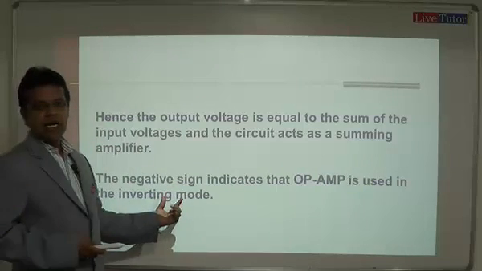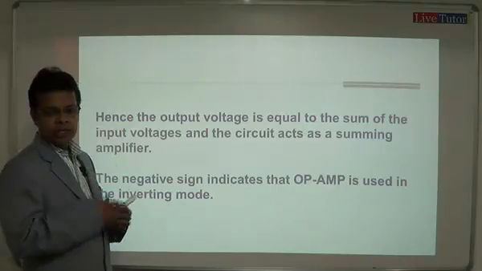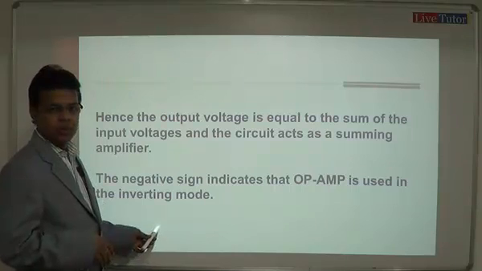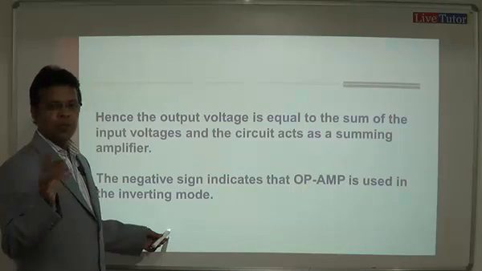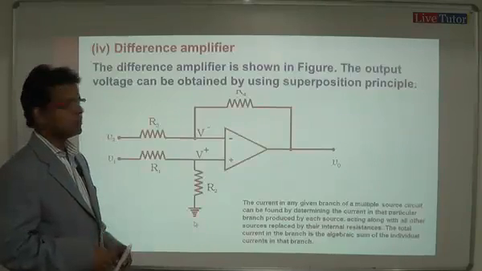And also the last point, as I've already told you, the negative sign is used because it is out of phase, also it is in inverting mode, அப்படி ஞாபகம் வச்சுக்கணும். Okay, summing la inverting mode la நம்ம sum பண்றோம், அதனால தான் the negative sign வருது.